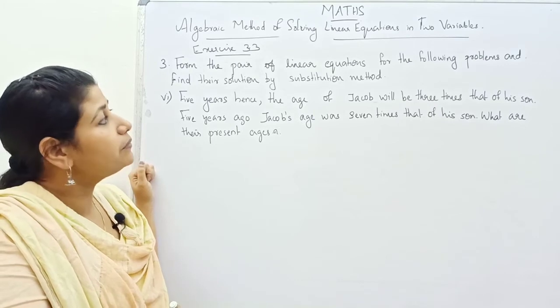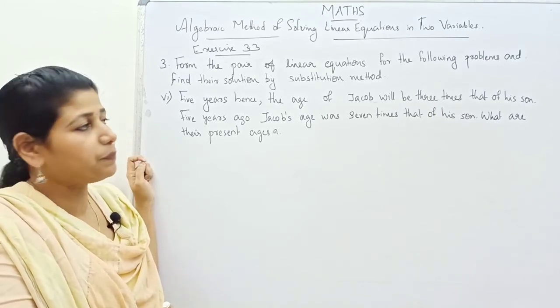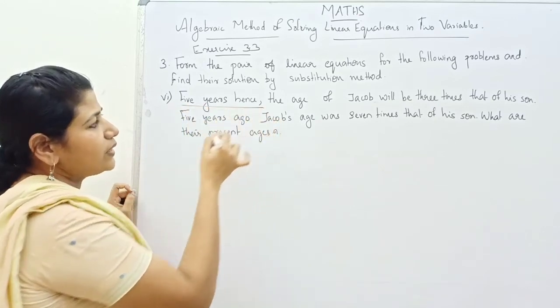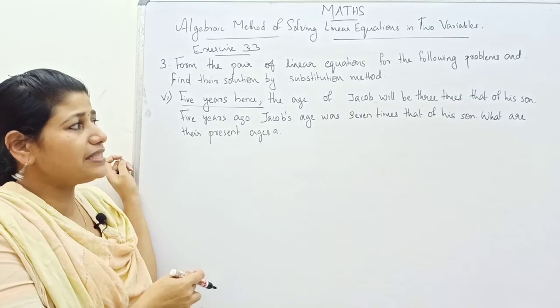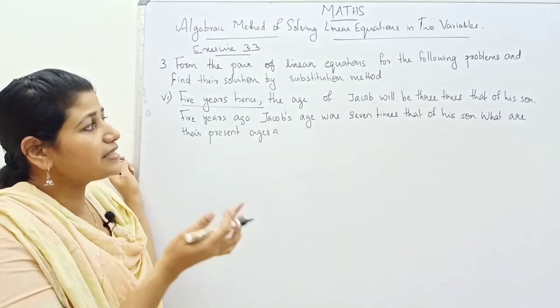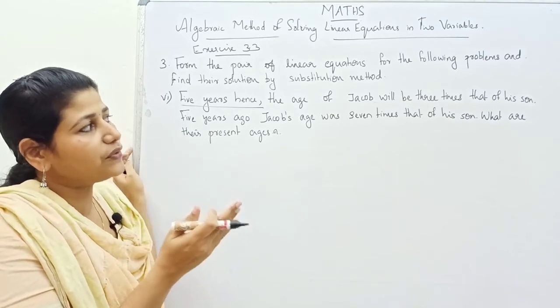Okay, this is a problem related to the age of a man and his son, isn't it? So, what is meant by the first situation? 5 years hence. What is meant by hence? 5 years hence means after 5 years. It's a future tense. Okay. After 5 years, the age of Jacob will be 3 times that of his son.